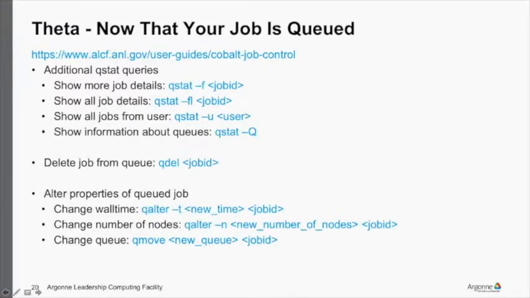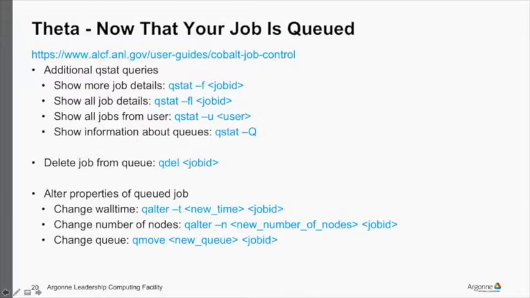If you want to see the full detail of your job, you can use qstat -f with the job ID. This will show lots of Cobalt specific information for your particular job that you may find useful. You can show everything that's listed for your job with the -fl argument. If you want to look at all jobs from a particular user, you can use -u, and more likely you'll put in your user name in that case. And if you want to see information about the queues that are available on the system, you can use the -Q argument.